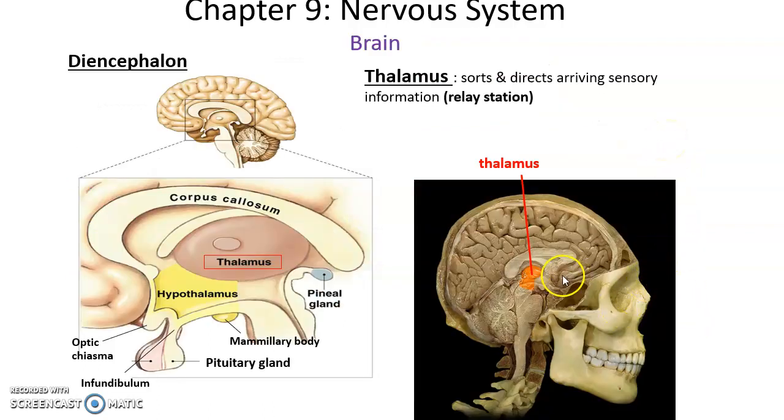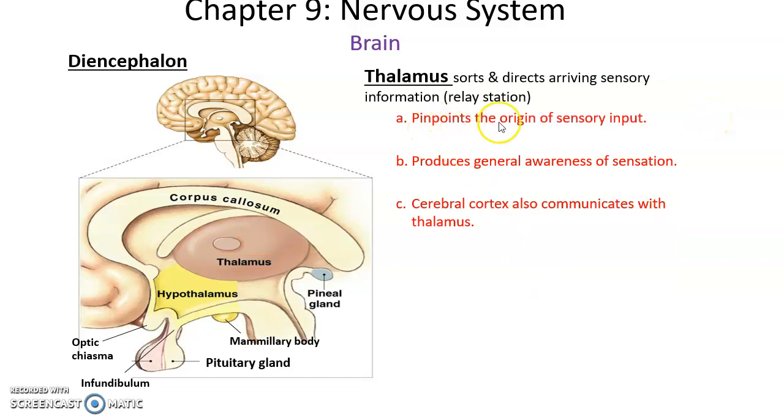Now, the thalamus is extremely important in sensory information. Almost all sensory information comes into the thalamus, where it will sort that information and redirect it to the correct area. So the thalamus acts as a relay station of sensory information. The only exception is olfaction. The sense of smell does not pass through the thalamus, but everything else pretty much does.